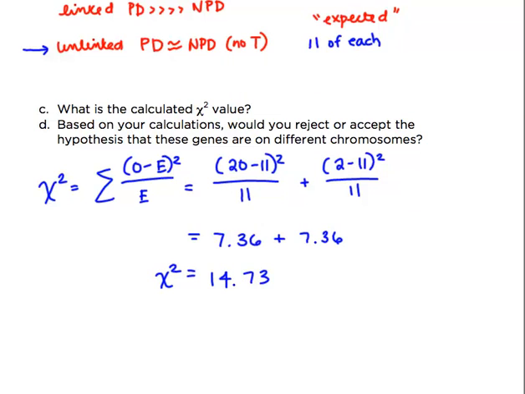For D, it says, based on your calculations, would you reject or accept the hypothesis that these genes are on different chromosomes? So what is our degree of freedom? Remember that we're only looking at 2 classes here. We're looking at parental ditypes and non-parental ditypes. So our degree of freedom equals the number of classes, which is 2, minus 1. So we have 1 degree of freedom. So let's look at the chi-square table and see in the 1 degree of freedom, where does 14.73 lie?